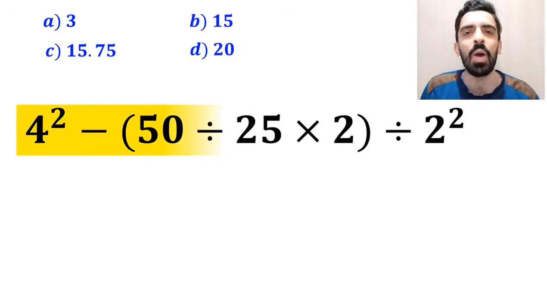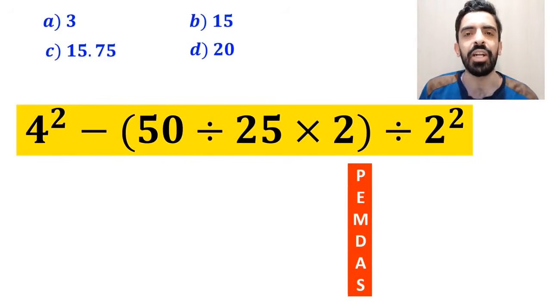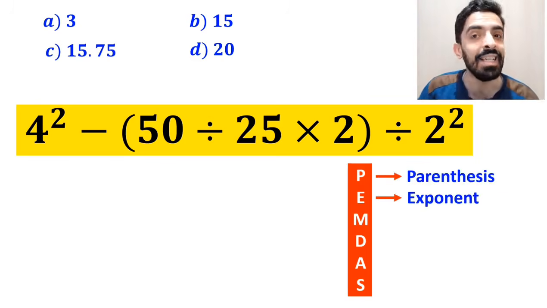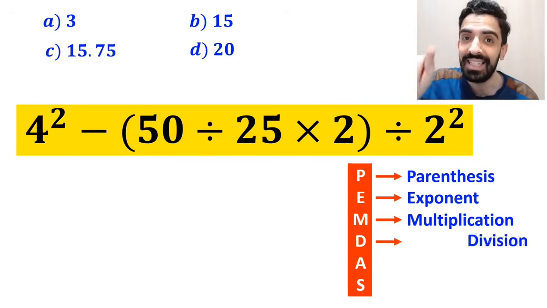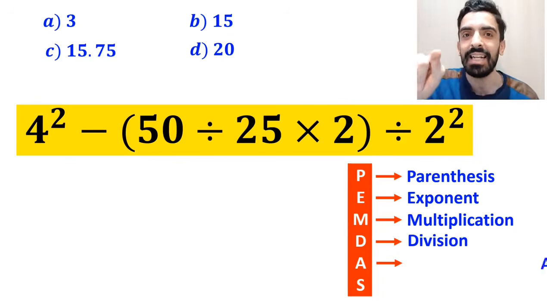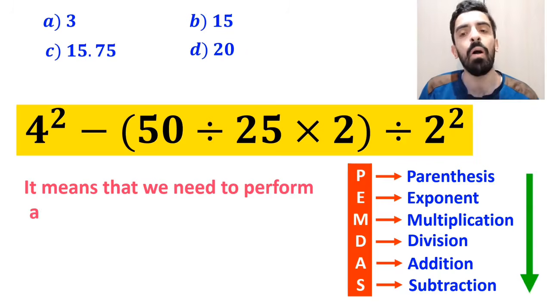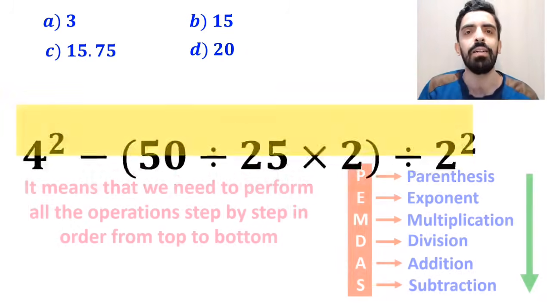Alright, now let me show you how to solve this expression correctly. To solve this question, we must follow a rule that is called PEMDAS. In this rule, P stands for parentheses, E stands for exponent, M stands for multiplication, D stands for division, A stands for addition, and S stands for subtraction. It means that we need to perform all the operations step by step in order from top to bottom.